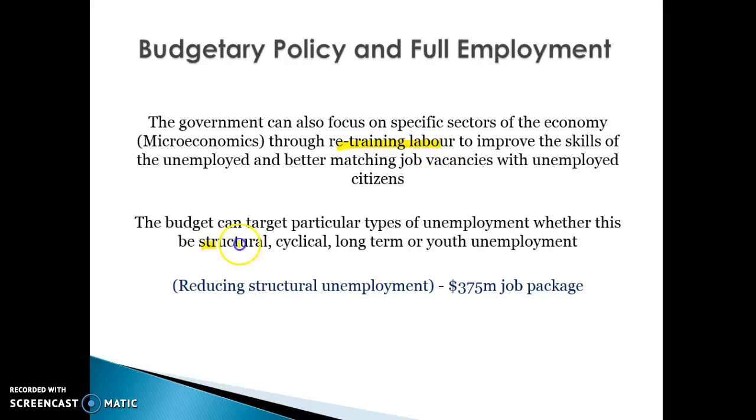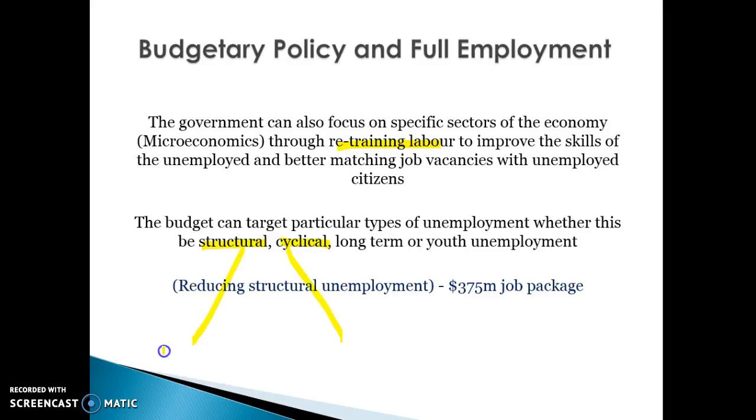So if it was targeting structural unemployment, it'd be all about trying to give people the right skills and develop people's ability to be hired because they have more skills and therefore they're more desirable. It can target cyclical unemployment by trying to boost aggregate demand. It's really important that you discuss the distinctions between these two. If we're targeting structural unemployment, that's got nothing to do with the business cycle. It's more about trying to give people the skills they needed to get employed.